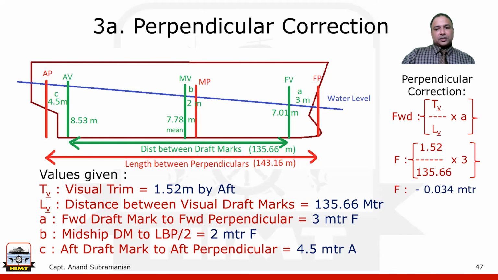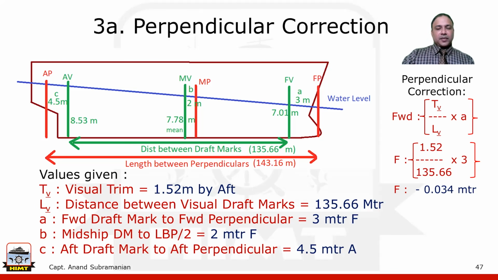So when you do the calculation using this formula, TB by LB multiplied by A. TB by LB, remember, is a factor which will always be used for all the other corrections also. So I suggest you note down this value and use the same value for your future calculations. This multiplied by 3, and the answer we get is 0.034.